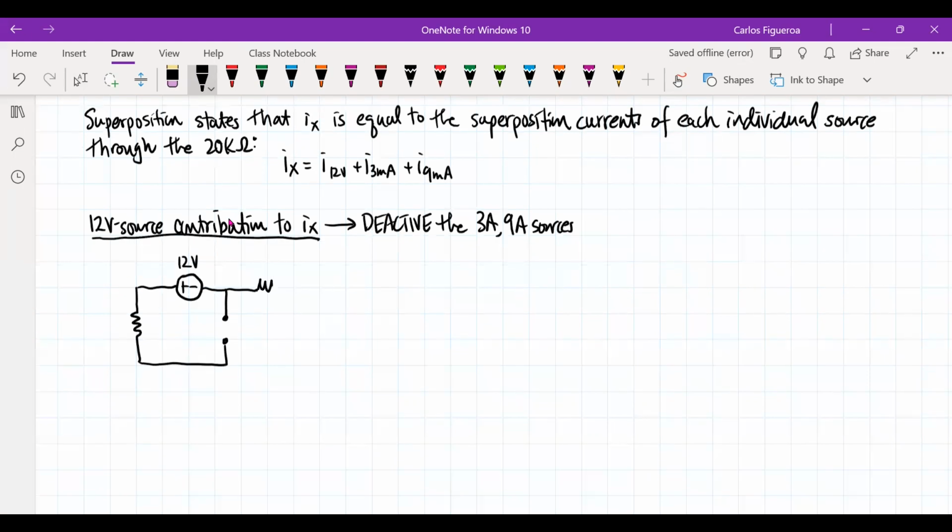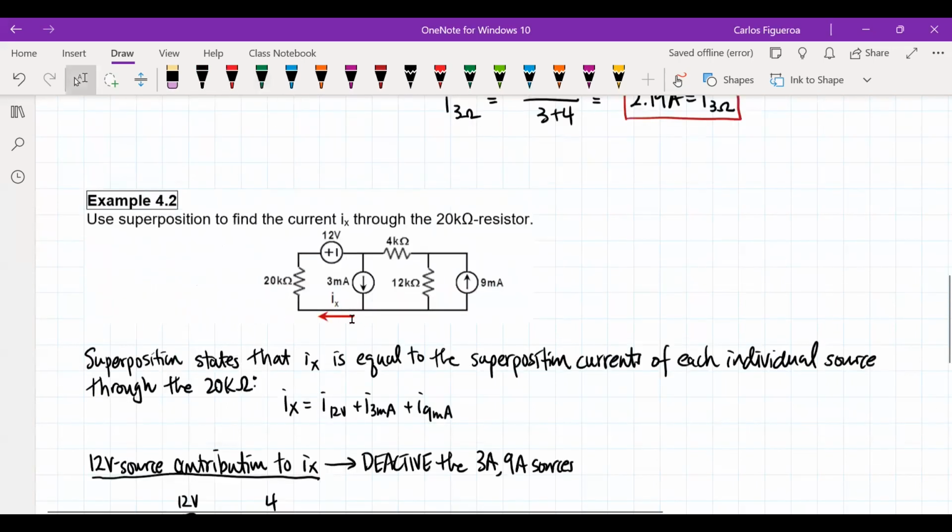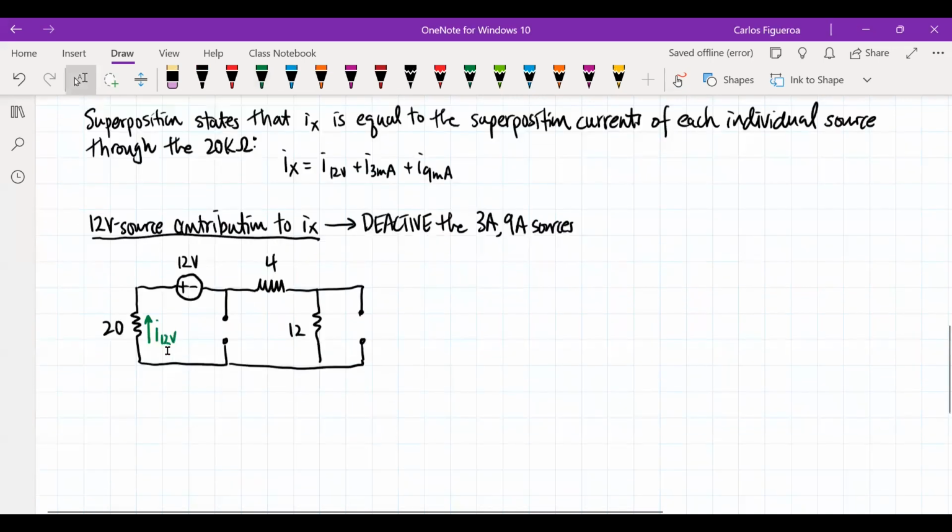and I have to open the 9 milliamp source. So if I look at this, this is going to be my 20, my 4, my 12. And if I look at the current through the 20 ohm, according to our directions from the circuit, Ix is going in that direction. So that means the current of the 12-volt source has to be going in the same direction as Ix.